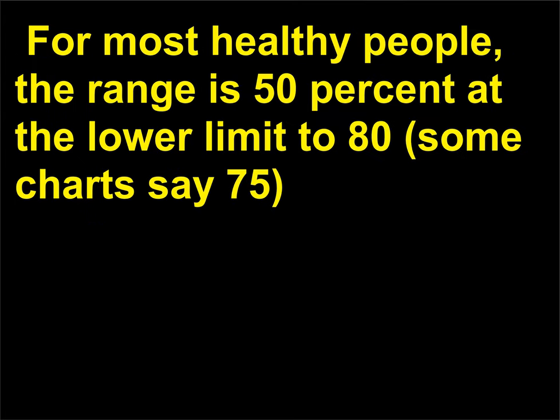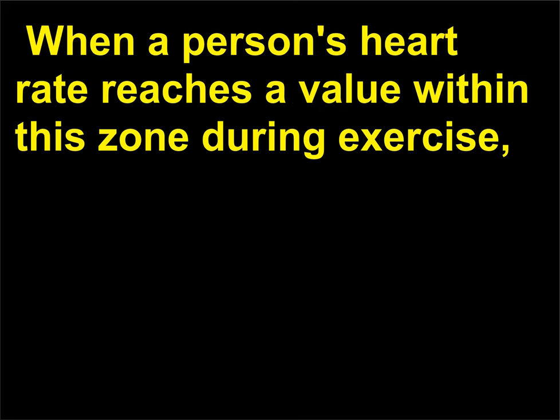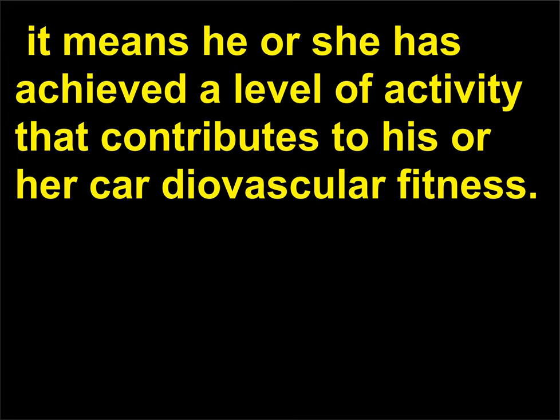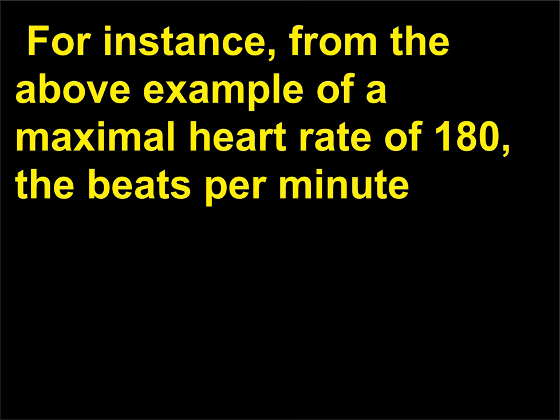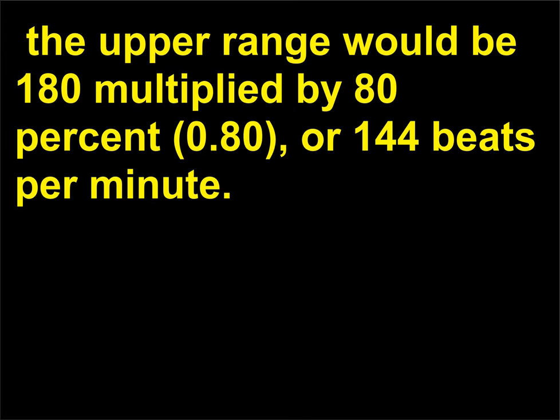For most healthy people, the range is 50% at the lower limit to 80%, some charts say 75%, at the upper limit of their maximal heart rate. When a person's heart rate reaches a value within this zone during exercise, it means he or she has achieved a level of activity that contributes to his or her cardiovascular fitness. For instance, from the above example of a maximal heart rate of 180, the beats per minute for the lower range would be 180 multiplied by 50%, 0.50, or 90 beats per minute. The upper range would be 180 multiplied by 80%, 0.80, or 144 beats per minute.